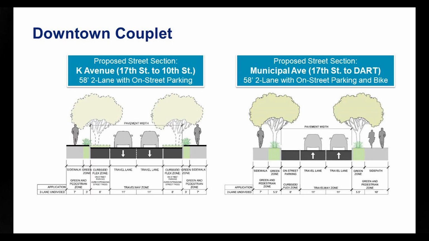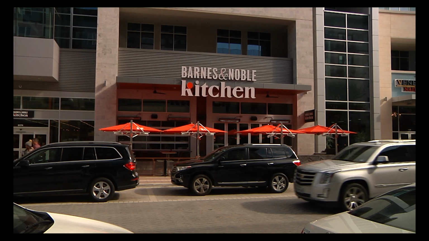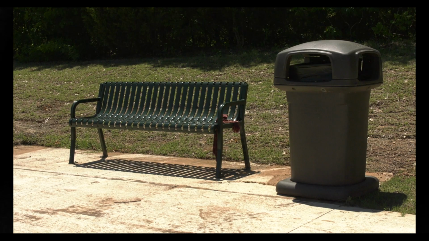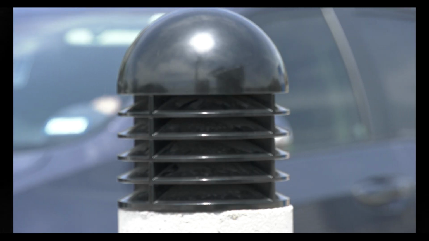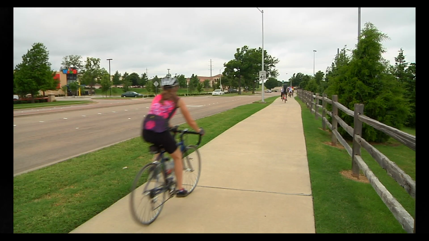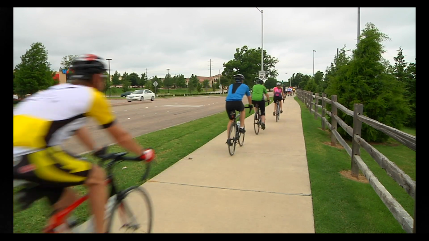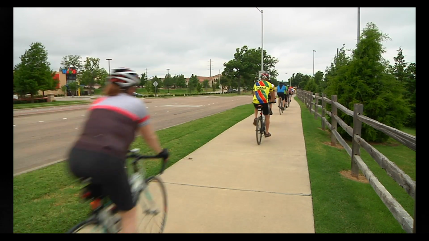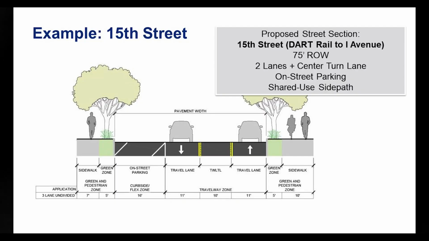Typical street design features to support these priorities include wider sidewalks, on-street parking, designated space for street trees, hardscaping, and street furnishing such as benches, planters, and pedestrian-scaled lighting. Additionally, some corridors have been identified as candidates for enhanced bicycle connections, either with a shared-use side path or an on-street bike lane.